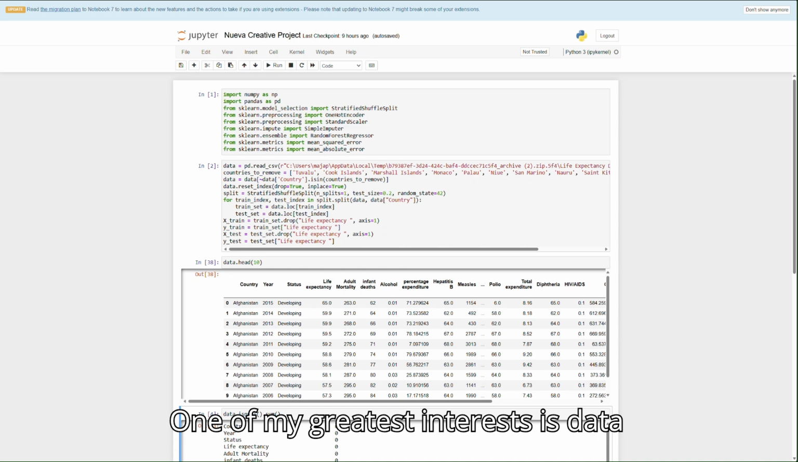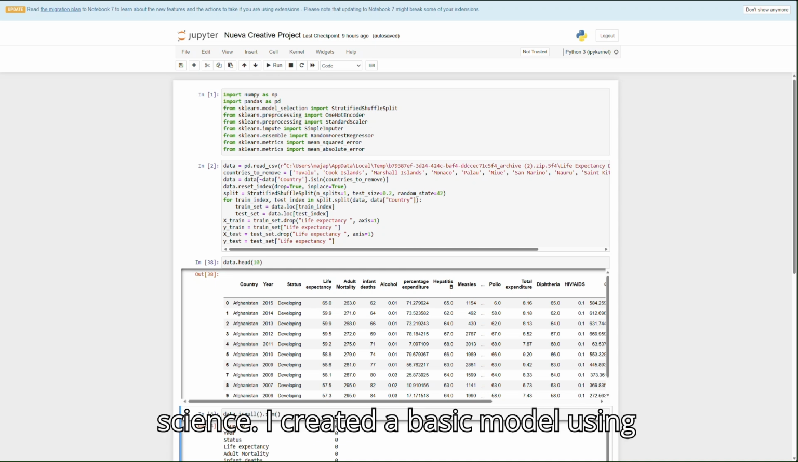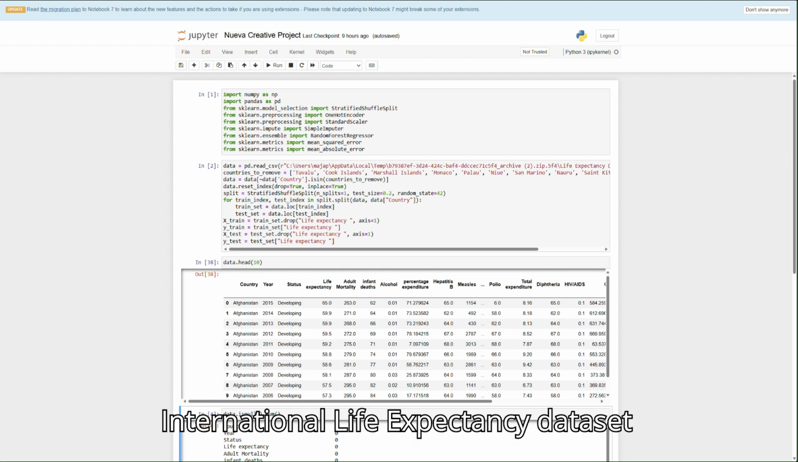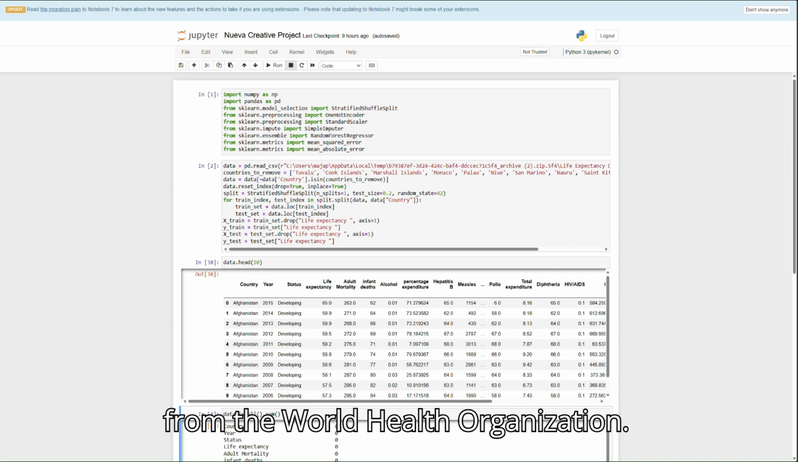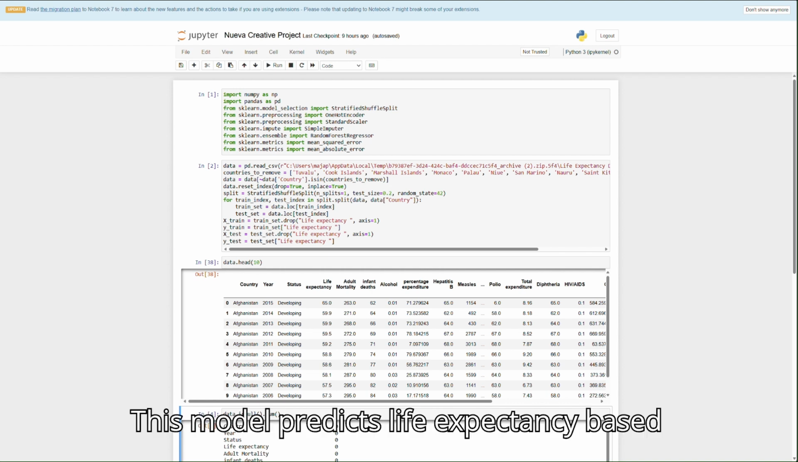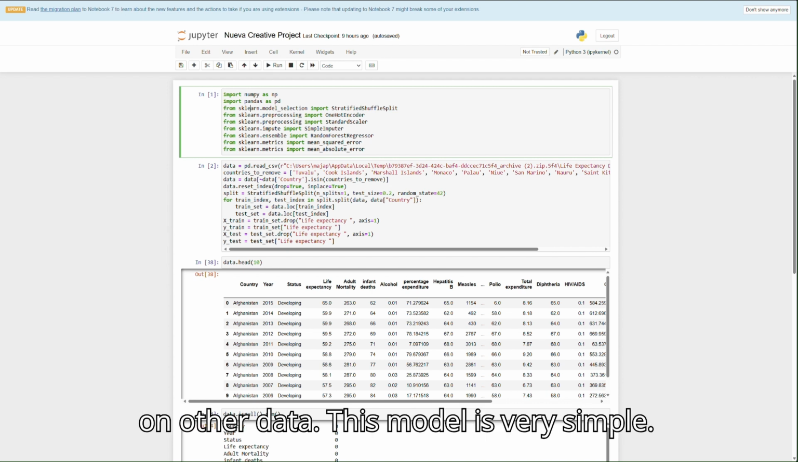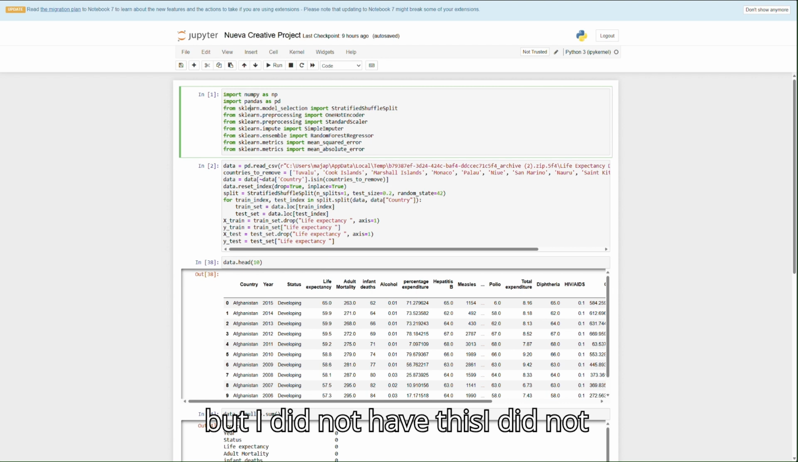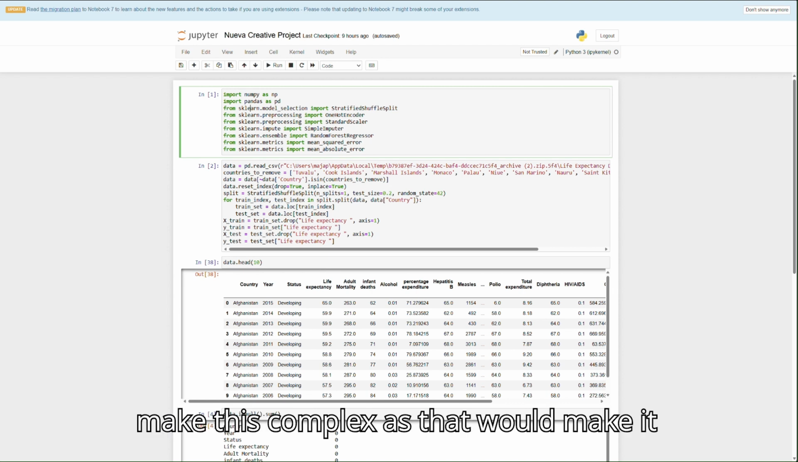One of my greatest interests is data science. I created a basic model using scikit-learn in Python with the International Life Expectancy dataset from the World Health Organization. This model predicts life expectancy based on other data. This model is very simple. I have created much more complex models, but I did not make this complex, as that would make it very hard to explain.